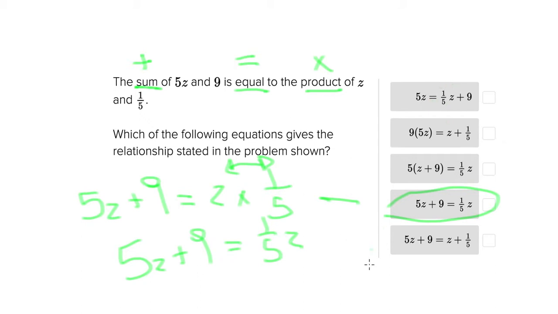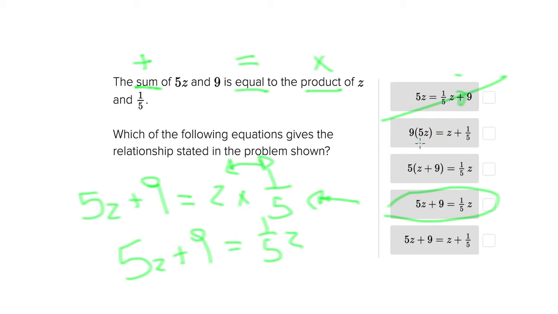Now I'm going to go ahead and show you why the other answer choices don't work, but this is how you do the problem. Just go ahead and underline words, keywords that point to some form of operation. Write the operation above the word, and that way you won't get confused as to what the equation should look like. Let's go ahead and look at this one. If we were to move the 9 from this side of the equation to that side of the equation, you'd have to subtract 9 from both sides. So this here should be negative 9 instead of positive 9. So that's why that one doesn't work.